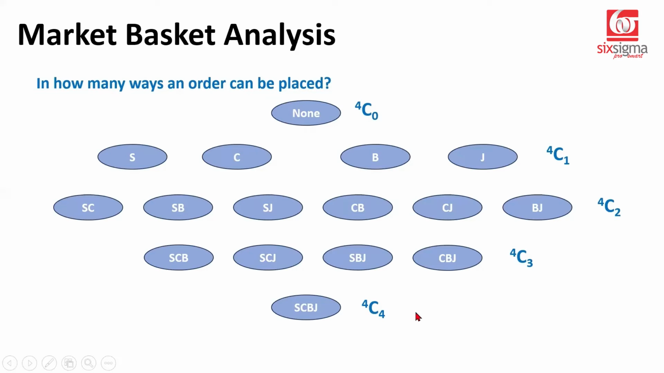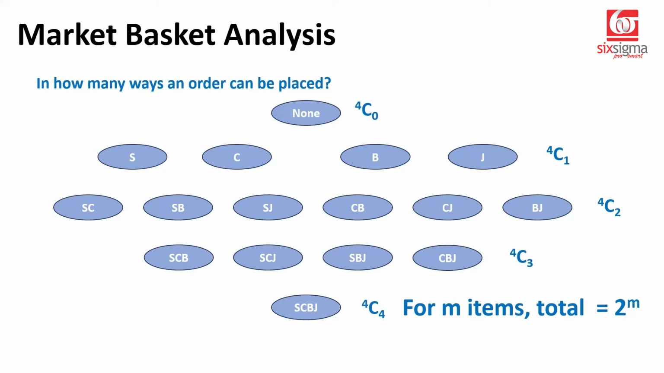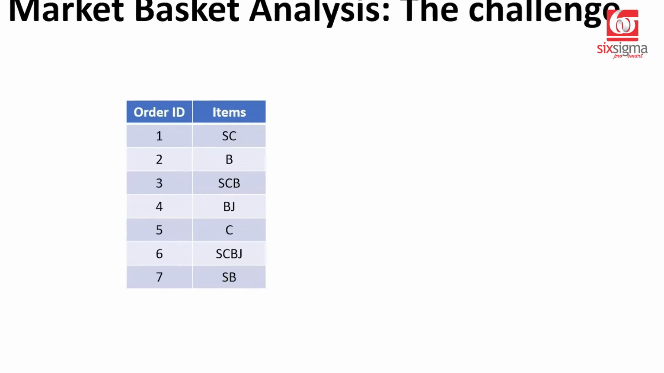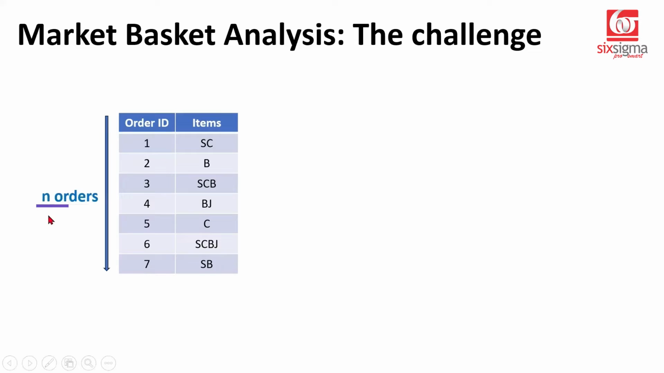So in general, if you have m items taken together, the total possibilities would be 2 raised to the power m. And this, of course, gets a little more complex. So to understand the challenge better, let's say we are looking at certain orders and some items being ordered. And you'll have more transactions. We've just taken a quick snapshot of maybe 6, 7 orders. That's what we're looking at. So let's say we have a total of n orders that the restaurant has catered to. And the average order length is L, which is nothing but the average number of items that are being ordered.